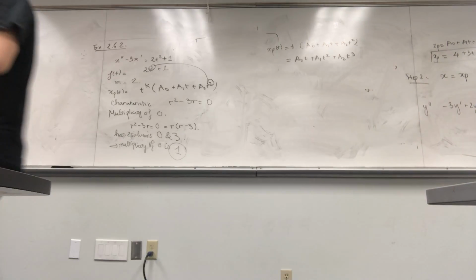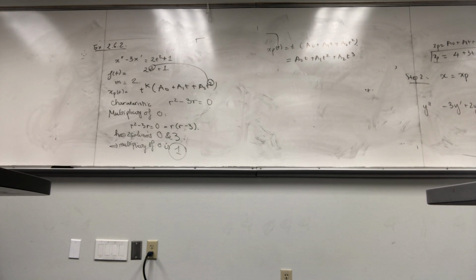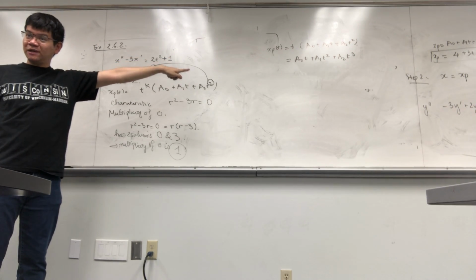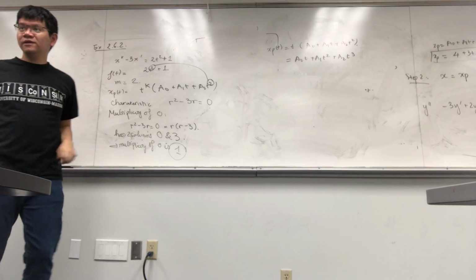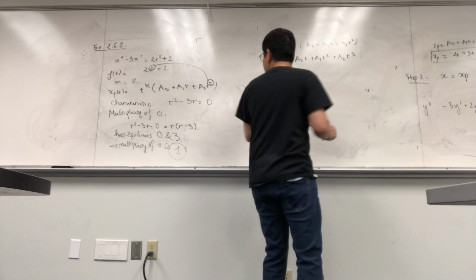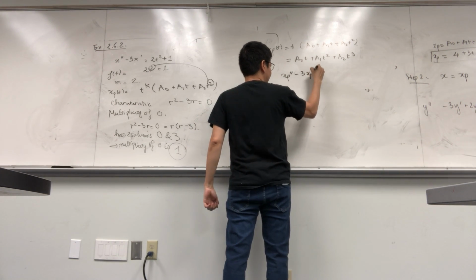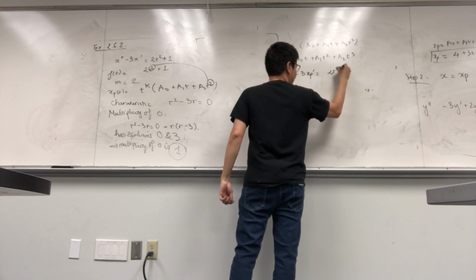So what is the next step? Yes, take the derivative of xp. You're going to replace the first and the second derivative of xp into this equation, right? So you have xp double prime minus 3xp prime equal to 2t squared plus 1.